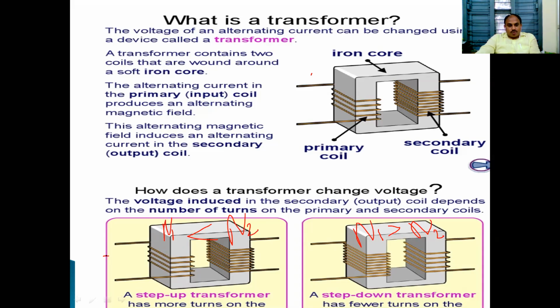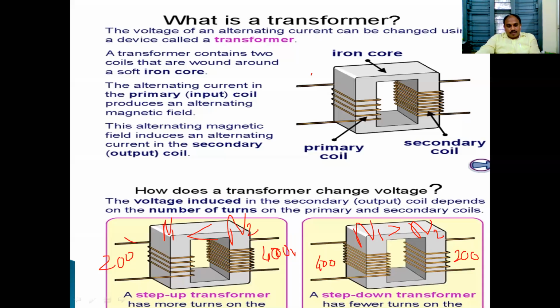For example, take 200 volts. The output may be 400 volts or 600 volts, depending upon the number of turns. So it means voltage increases. In this case, the input is 400 volts and the output is 200 volts. That is a step-down. So this is a step-down transformer.